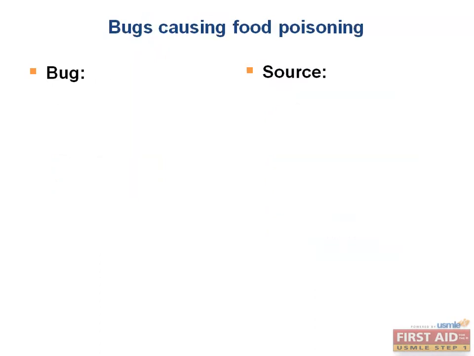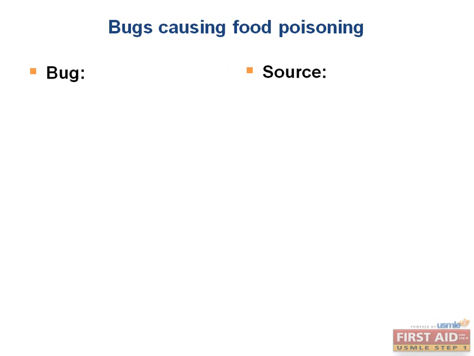There are several bugs that can cause food poisoning. The time of onset of food poisoning and the food a person eats are high-yield clues to diagnosing the bug. For the boards, knowing the food is often the key to answering this type of question.